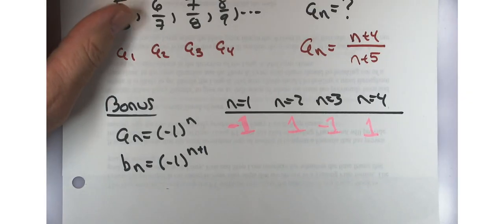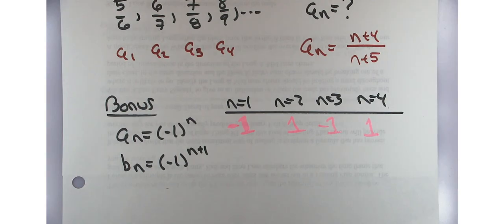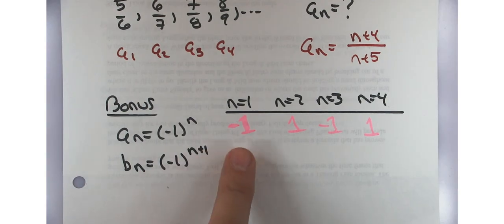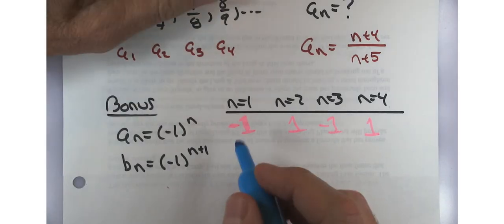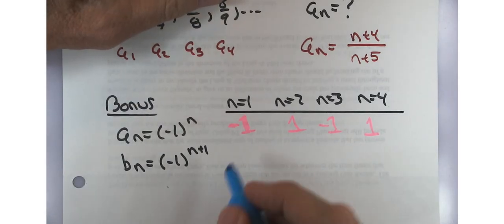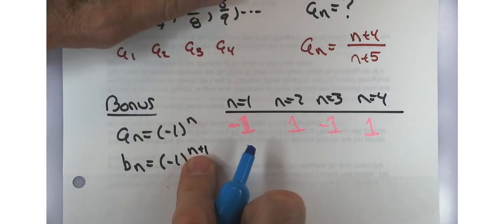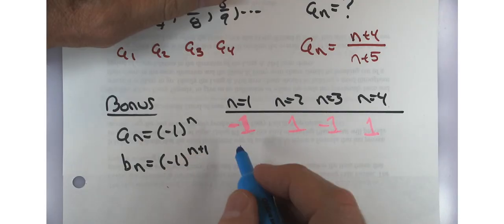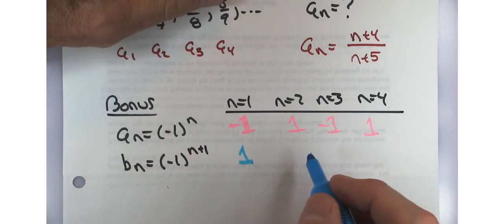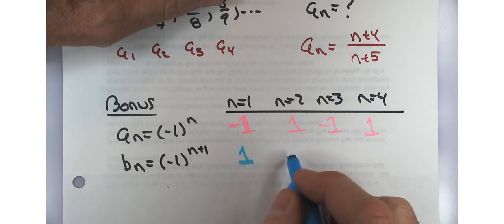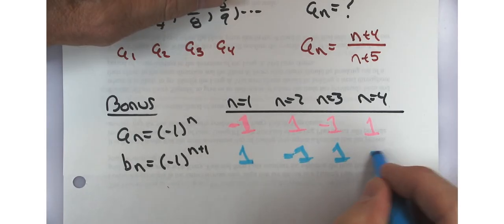Let's switch things up. Suppose I did b sub n is -1 to the n plus 1. Now what am I going to get? Yeah, thank you. It's basically flipped. Here, when I put in n equal 1, I get -1 squared. That's going to be positive 1. -1 cubed is going to be -1, 1, -1, etc.